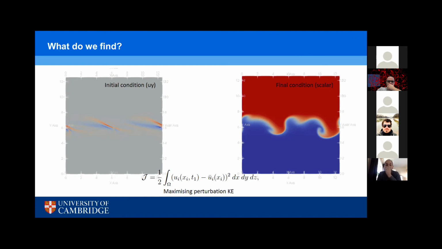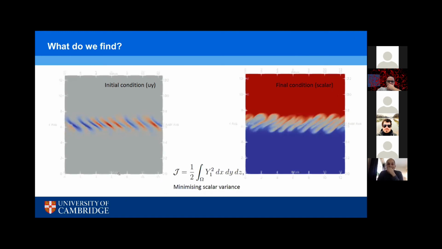Now, what happens when we try to minimize the variance, which technically is a better measure of mixing, and this is what we get now. So when we try to minimize the variance for the same time, for the same flow, the initial condition now again is inclined against the mean shear. So again, it's an Orr type mechanism, but now the wavelength is much smaller. So we are looking at a much higher wave number initial condition.